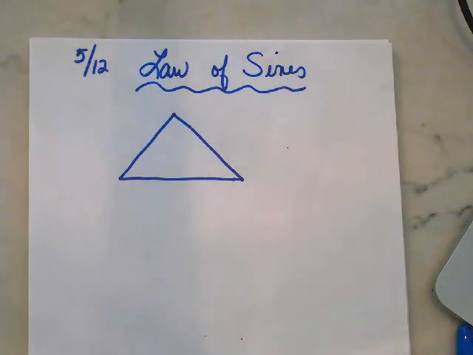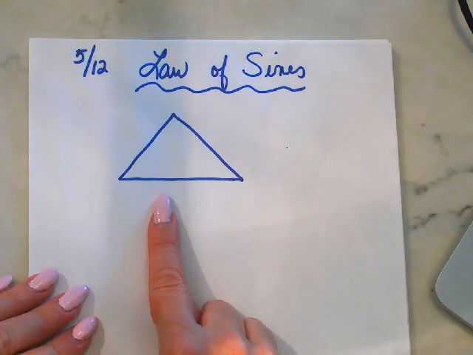Today is May 12th and we are going to start a new lesson. It's called the Law of Sines. Up until now we've been doing all the stuff with right triangles with SOHCAHTOA, but we know that not all triangles are right triangles. So what I'm going to teach you today and going forward is two different laws. One's the law of sines, one's the law of cosines, to find sides and angles when we're dealing with a triangle that's not a right triangle.